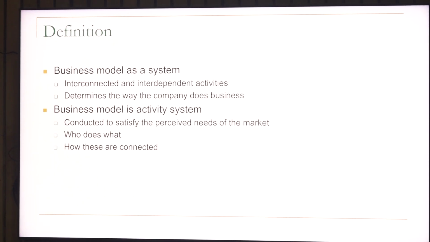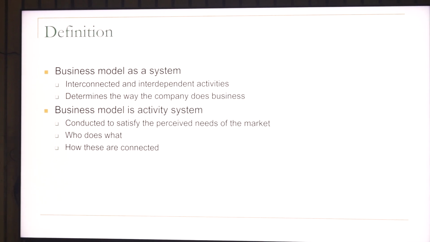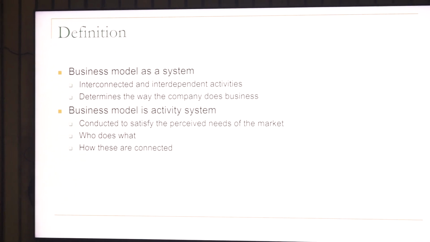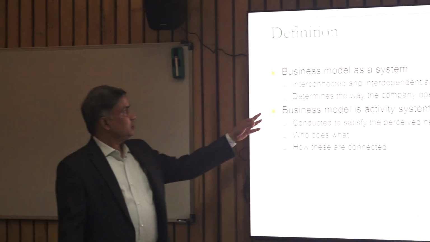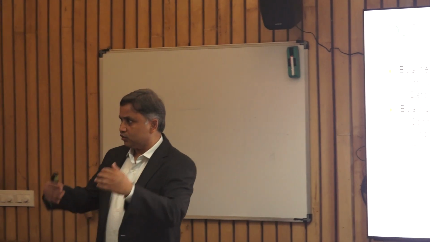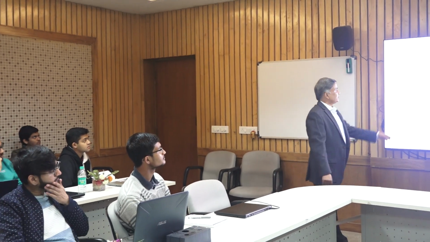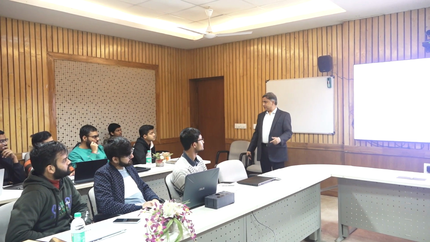Then some definitions: people define a business model as a system. What is the system? A system of interconnected and interdependent activities, and it determines the way we do our business. Another implication of that definition is that it is a kind of activity system. What is that activity system? We do all the activities to finally satisfy our customer.